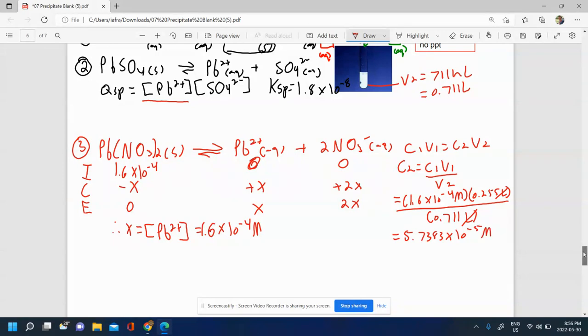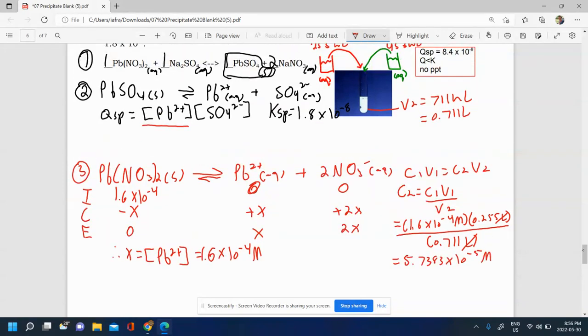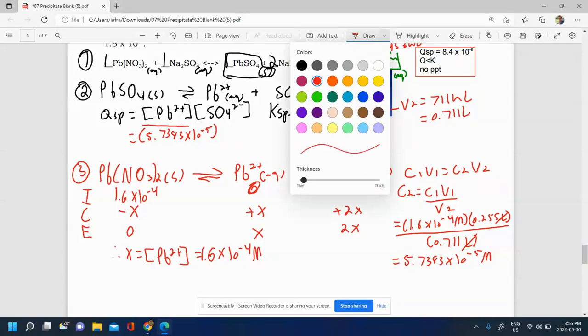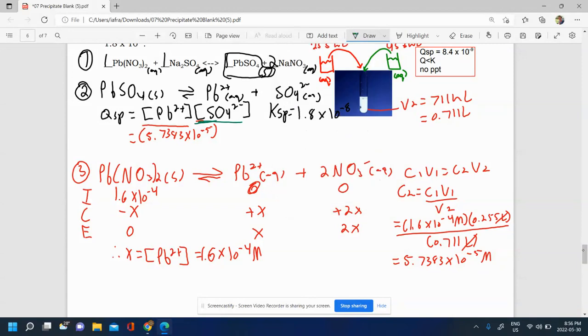So that's our concentration of the lead. And so we can write that in there as 5.7383 times 10 to the power of -5. And now we're going to have to do the same thing, but to find the concentration of the sulfate. And that comes from the sodium sulfate.